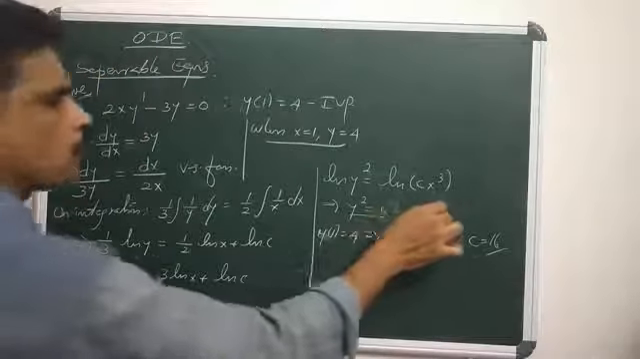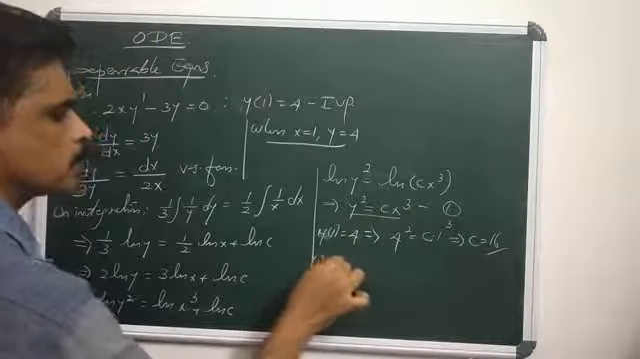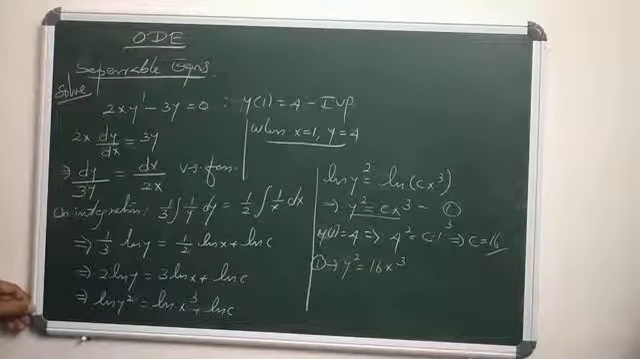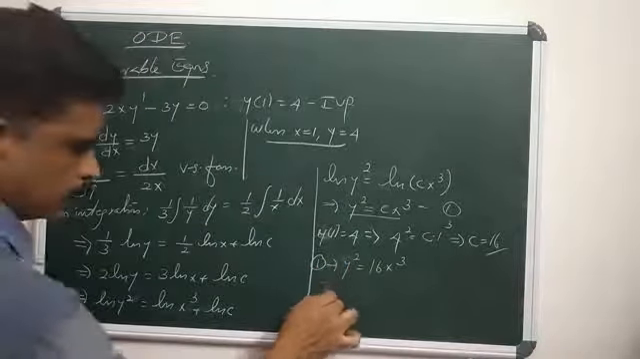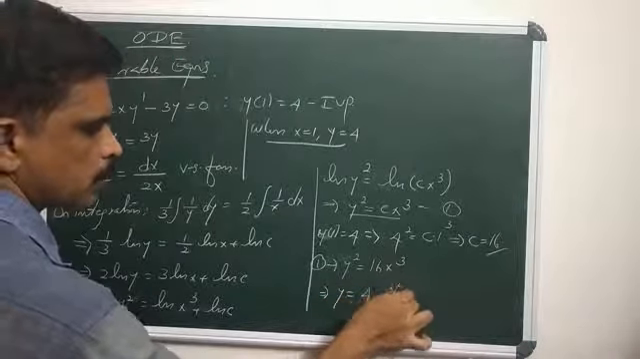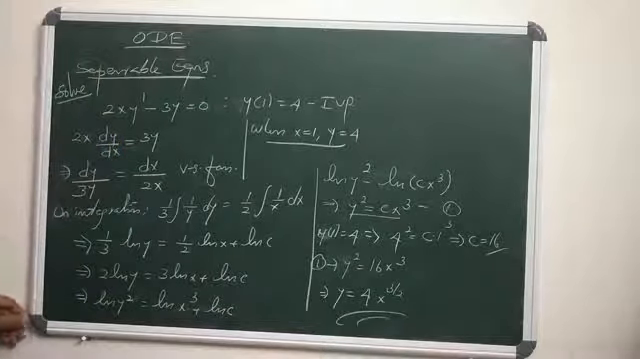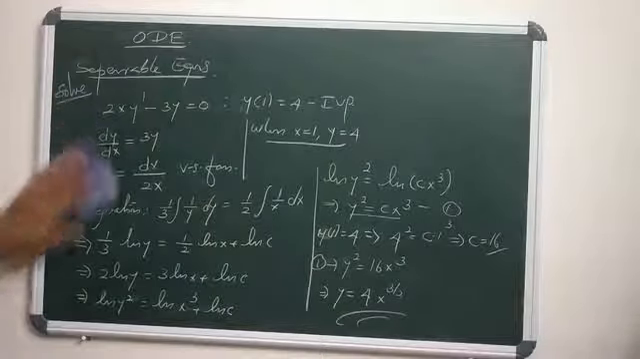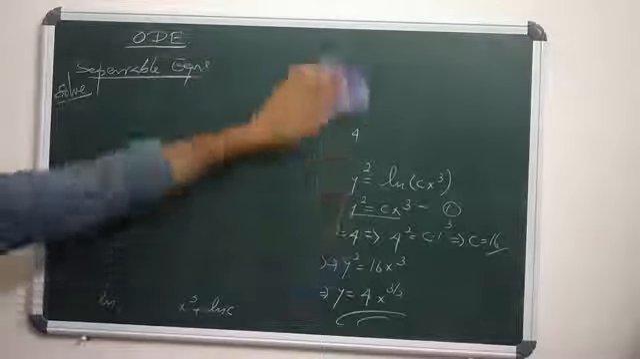Therefore, equation 1 gives y square equals 16 x cube. That means y equals 4 x power 3 by 2. So this is the required solution for this initial value problem. Now consider another equation.